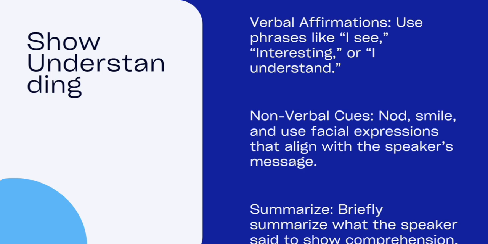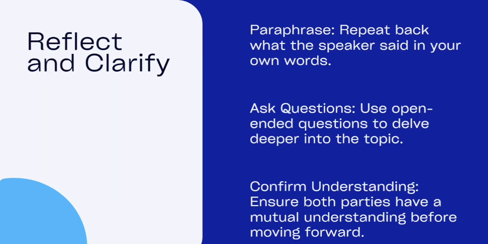Use non-verbal cues like nodding, smiling, and facial expressions that align with the speaker's message. This is the most important thing if we have to show interest. And summarize briefly. Suppose the speaker said something, you can summarize what the speaker said and show comprehension. That is the most important thing.